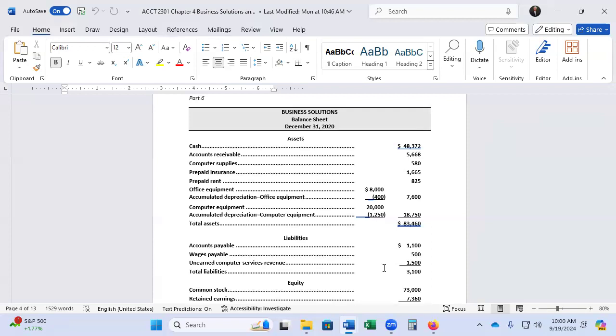Okay. So you start, and the way the preparation works is that you list your most liquid assets first. And in this case, when they're talking about liquidity, they're talking about how quickly can I turn something into cash. So cash would be first, accounts receivable would be second, supplies, prepaids, and then you get into your long-term assets or your non-current assets. Okay.